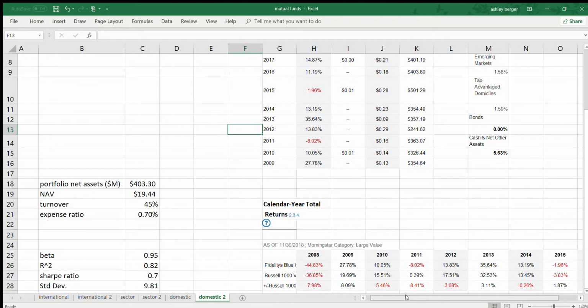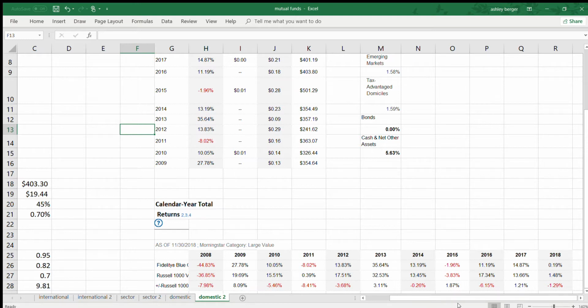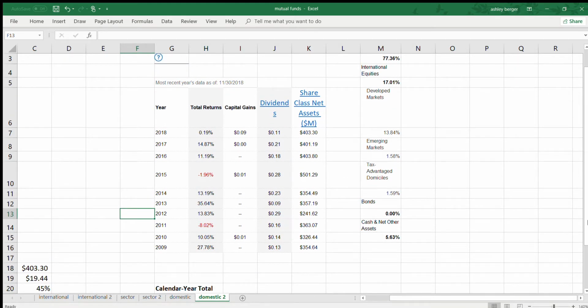Since this was a smaller domestic fund, it's compared to the Russell 1000, and comparatively speaking, it outperformed during 2017, but underperformed in 2016, very similar to the last domestic one we looked at. The total returns for 2017 was 14.87%, which, if I'm not mistaken, is one of the lower returns we've seen so far. The capital gains was $0, which is the lowest capital gains we've seen throughout the other 5 funds. And the dividend was 21 cents.